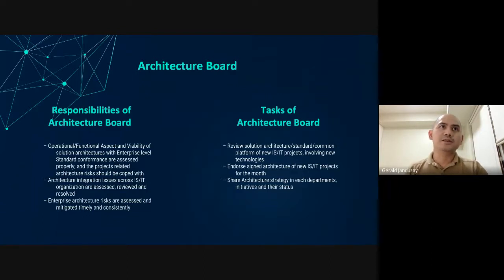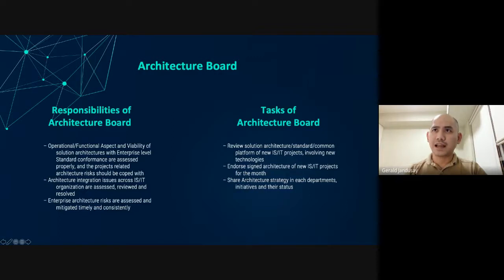In terms of responsibility, the first is that the operational and functional aspects and the viability of the solution architecture, with enterprise level standard conformance, are assessed properly, and the project's related architecture risk should be coped with. The second responsibility is that architecture integration issues across the information system or information technology organization are assessed, reviewed and resolved. And lastly, the enterprise architecture risks are assessed and mitigated timely and consistently.